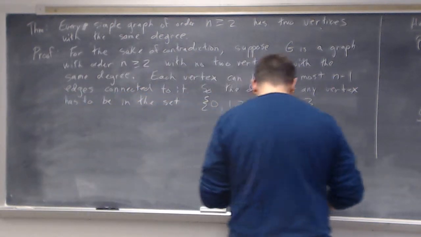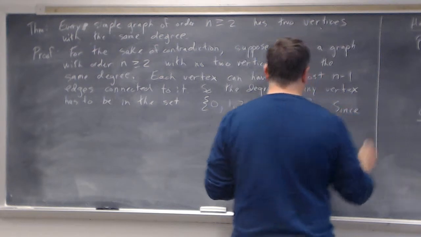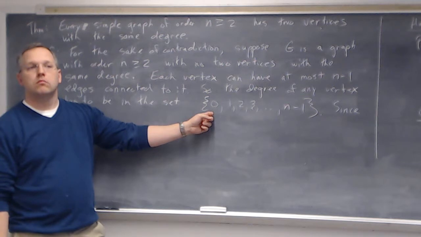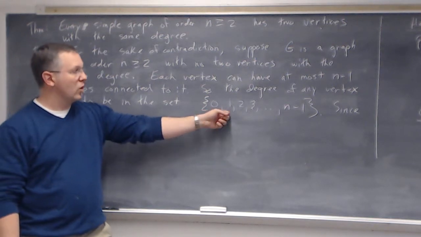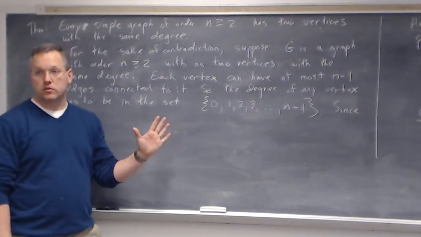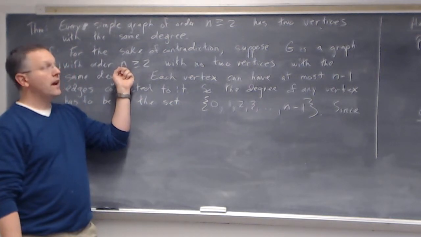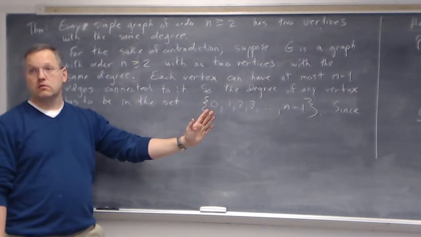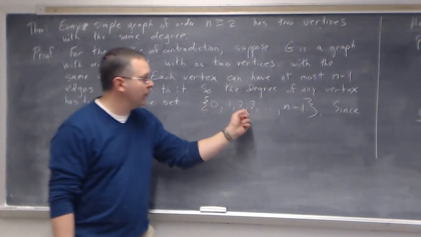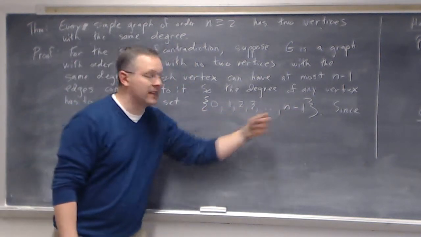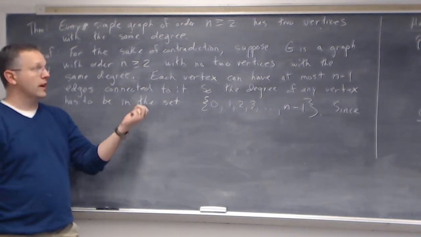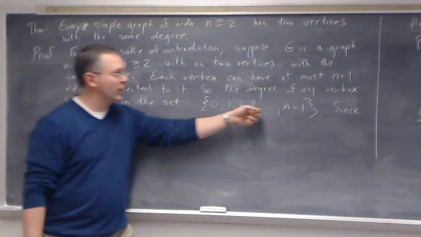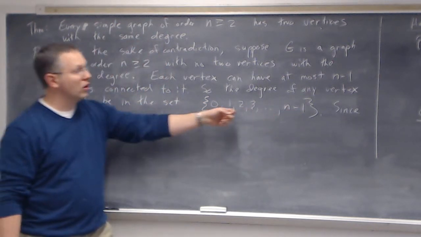All right. Here's the idea. How many numbers are in this set? There's n numbers in this set: 0, 1, 2, 3, 4, all the way up to n minus 1. That's n numbers. There's n vertices. And I'm assuming they all have different degrees, right? That means that every one of these numbers has to be a degree of a vertex, right? If I have n possible values and each vertex has a different one of these values, then I've got to use all of them.